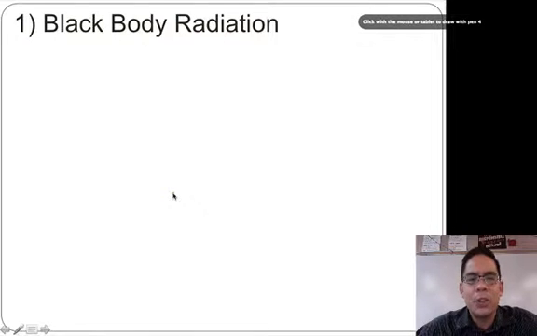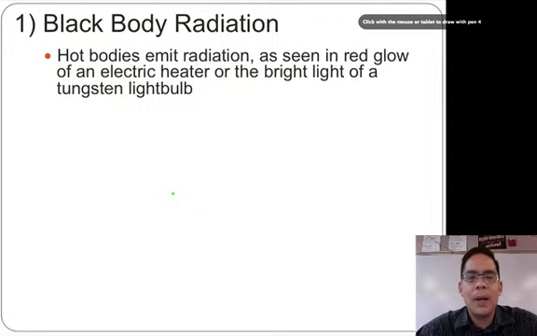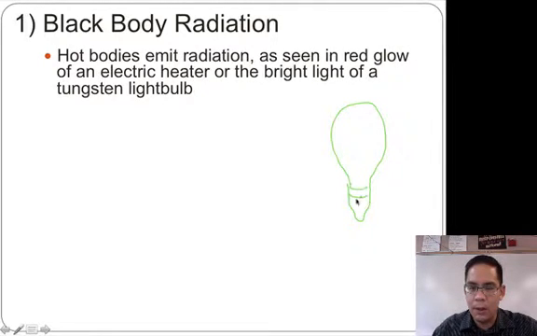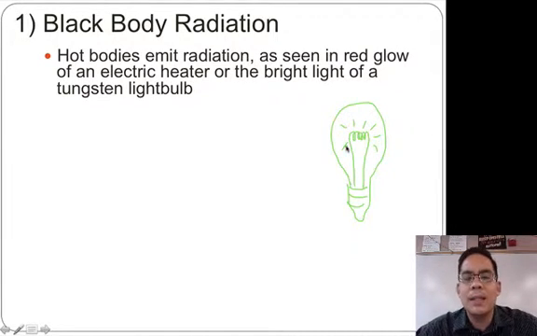So let's talk about blackbody radiation. Blackbody radiation, as I said, is when you have hot bodies emitting radiation, as seen in the red glow of an electric heater or the bright light of a tungsten light bulb. So those light bulbs that you have at home, the ones that look like this, that you plug into your normal socket, with the spiral here. Inside there's a filament. And that filament, when you heat it up, will then create light. The glow from that is actually due to tungsten being heated to a high temperature because of friction of the electrons as they all try to pass through that small little wire. It winds up heating up and you create light that way.